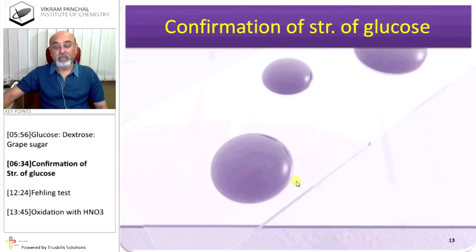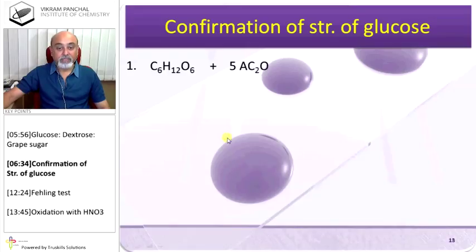Now, confirmation of the structure of glucose. At present, many advanced instruments are available, and because of that, it's very easy to find out complicated structures within a few hours. But when those advanced instruments were not available, no spectra was available, at that time, people tried to confirm the structures of various compounds using their chemical properties. So here we will see how the glucose structure was confirmed with the help of chemical reactions.